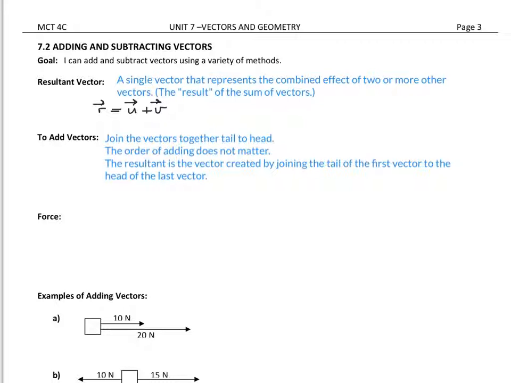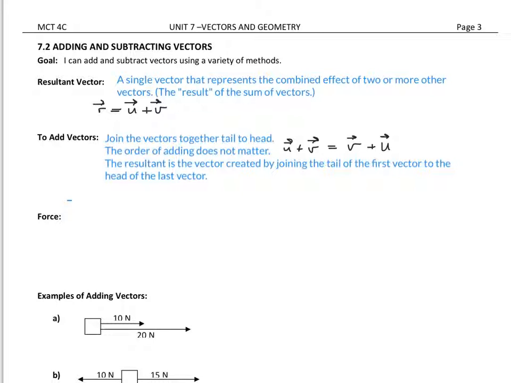All right? And the order of adding does not matter. So, for example, if I have vector u plus vector v, that is exactly the same as taking vector v and adding to it vector u. Okay, so the order is commutative. You can do it in either way and get the same answer. The resultant is the vector created by joining the tail of the first vector to the head of the last vector. So let's take a look at what this would look like geometrically with pictures of vectors.